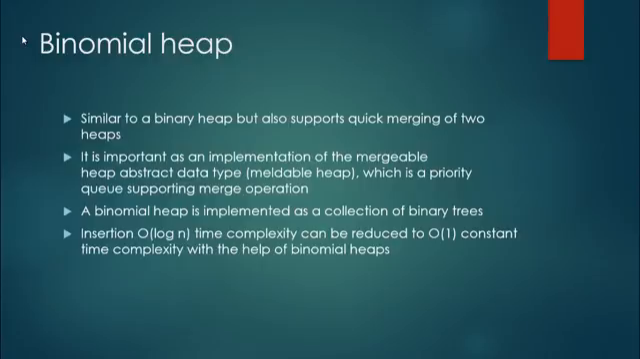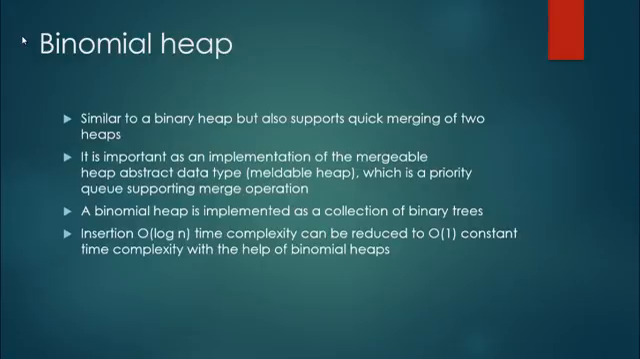Until now we have been talking about binary heaps, but there are several other types of heaps, such as the binomial heap or the Fibonacci heap. Binomial heap is similar to a binary heap, but also supports quick merging of 2 heaps. So it is important as an implementation of the mergeable heap abstract data type, the so-called meldable heap, which is a priority queue supporting merge operation. A binomial heap is implemented as a collection of binary trees, so we have more binary trees, not just a single tree-like structure, and we keep merging them accordingly.